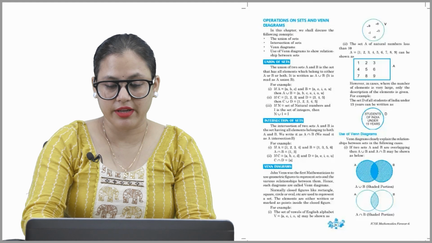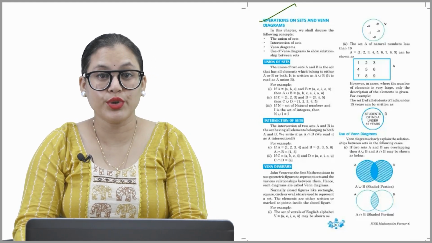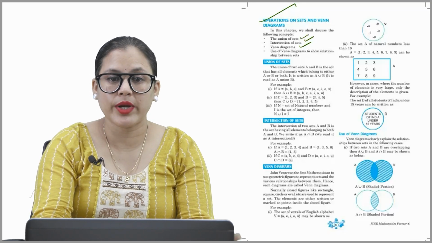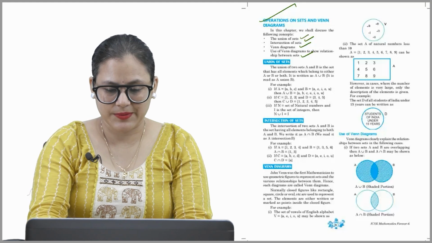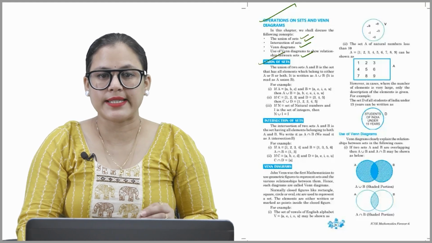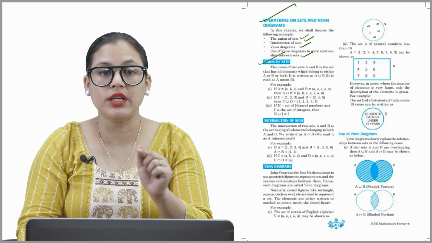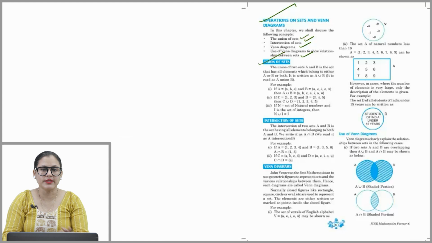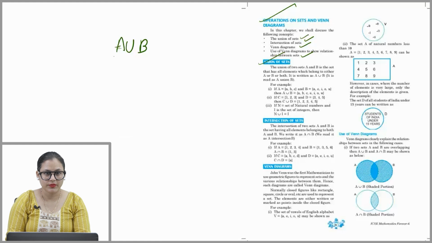Operations on sets and Venn diagrams. In this chapter, we shall discuss the following concepts: the union of sets, intersection of sets, Venn diagrams, and use of Venn diagrams to show relationship between sets. Union of sets. The union of two sets A and B is the set that has all elements which belong to either A or B or both. It is written as A union B.